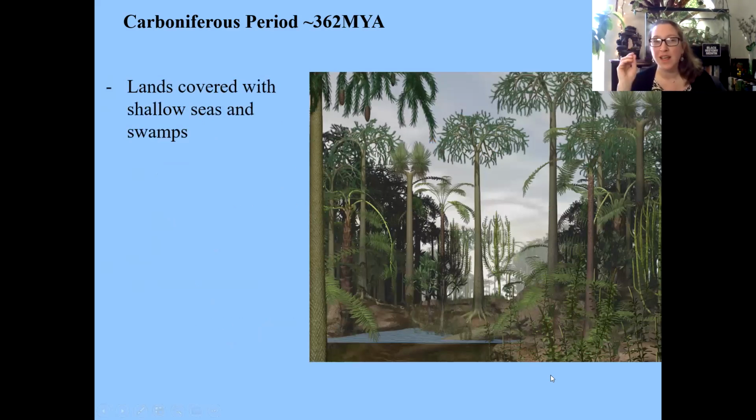And here's what this might have looked like. This is a reconstruction. Obviously, nobody was there to like take selfies during the Carboniferous, right? No. We have to use the fossil record and reconstructions to kind of have an idea of what we think it looked like. And so here is an example of one of those reconstructions.